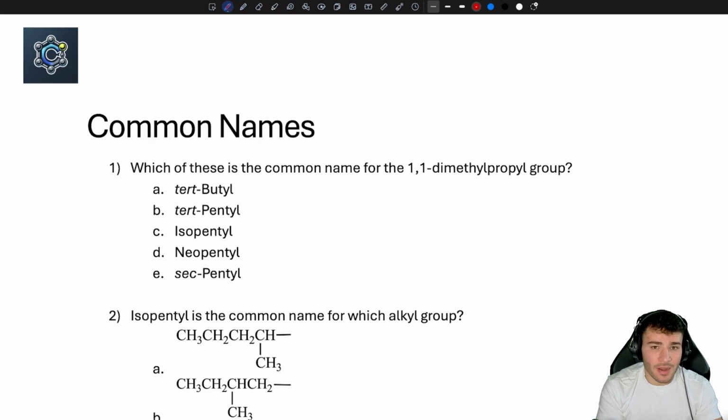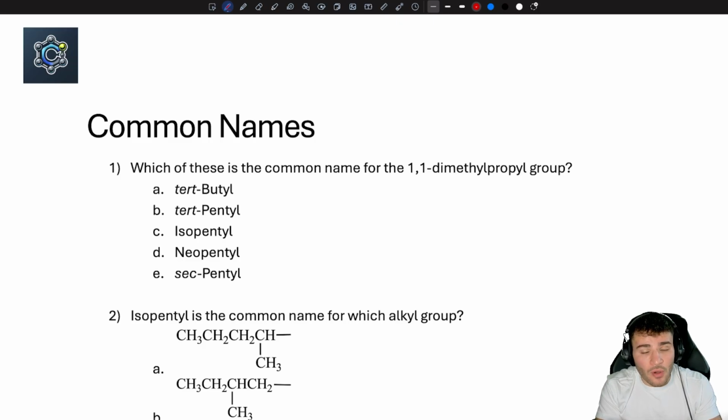Now, some of the questions that I included in this worksheet, it's important to conceptualize that common names are just another name for something that could be described as an IUPAC name. In most courses, if you're given a common hydrocarbon as a substituent of a larger hydrocarbon chain, you won't be allowed to use a common name because it's not the IUPAC name.